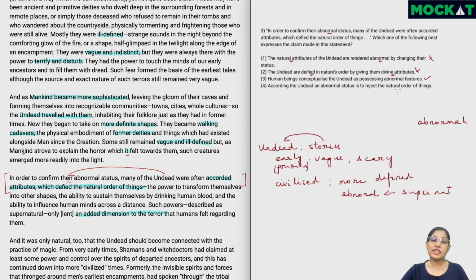Now looking at the fourth option: according the undead an abnormal status is to reject the natural order of things. So this option has taken a lot of words from the passage, but they've basically added a little bit extra. The undead have been accorded an abnormal status which is against the natural order of things. Humans are not rejecting the natural order of things by giving the undead an abnormal status, which is what this option suggests. So again, we can eliminate it. So as you can see, most of the words are from the passage, but the words "is to reject" mean that humans are rejecting the natural order of things. This part is what is making it wrong. So we'll go with the third option over here.